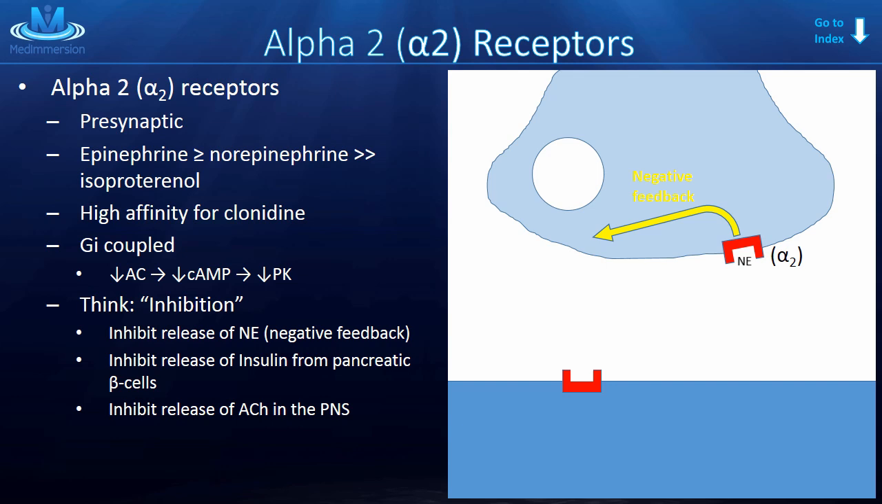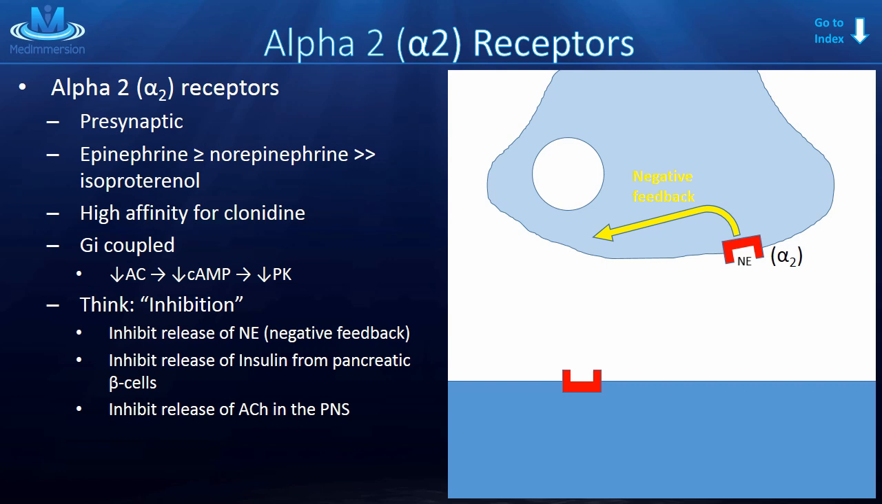So basically, when the GI protein is activated, it inhibits adenylate cyclase, which thus decreases the production of cyclic AMP from ATP, and thereby decreases the activity of cyclic AMP-dependent protein kinase. So what does it do on the body? You won't be far off if you just remember inhibition or feedback. Okay? So it inhibits the release of norepinephrine by this negative feedback system that we can see on the right.